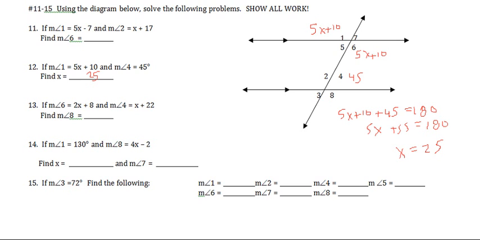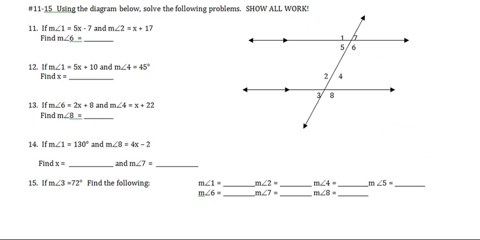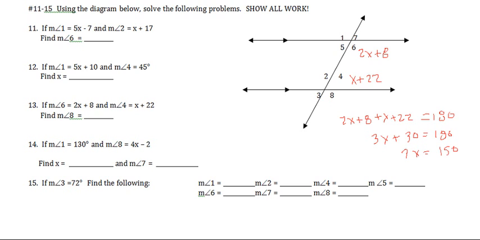Alright, make sure you have that work. Next one, 13 says 6 is 2x plus 8, 4 is x plus 22. Find angle 8. Again, these are same side interior, which means that they add together, 2x plus 8 plus x plus 22, to equal 180 degrees, which is going to give me 3x plus 30 equals 180. 3x equals 150. Divide both sides, and x is going to equal 50.